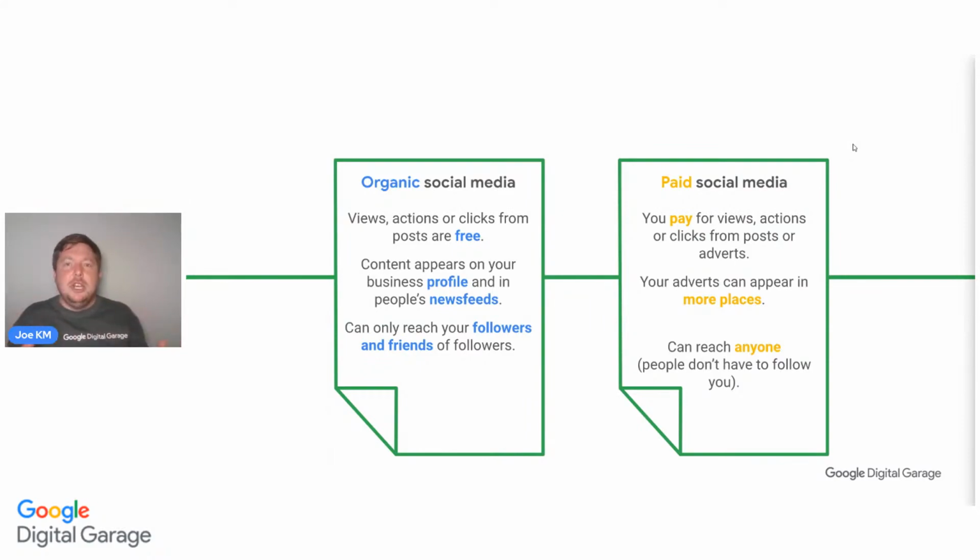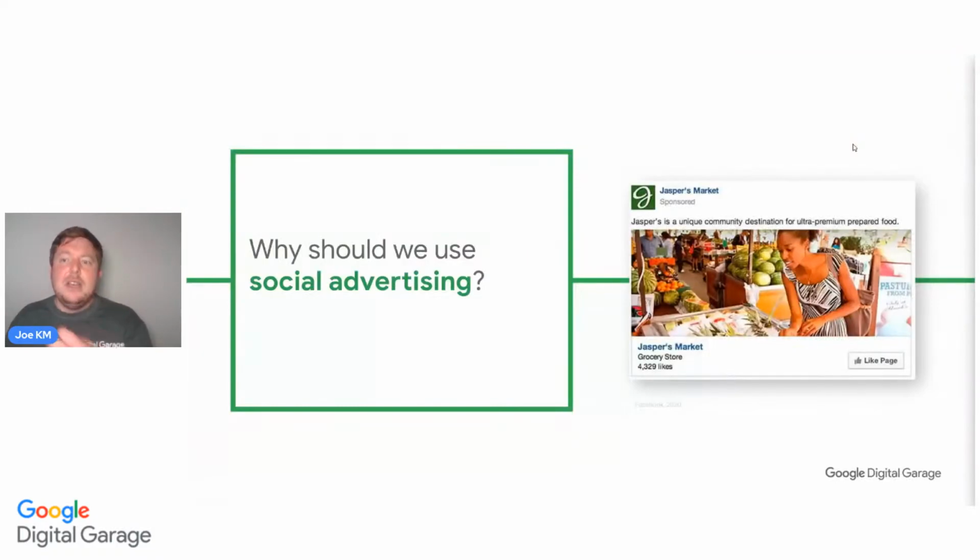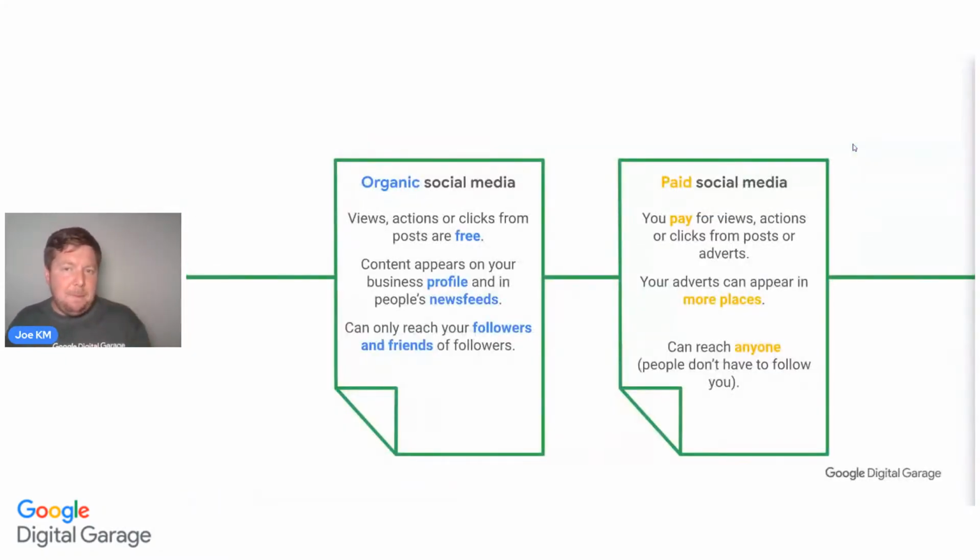That's it. But if you go to paid, you pay for views, actions, and clicks, which means, A, you get optimized ads. So you can see here, you've got this page. A paid ad gives you the option of having the like button built into it rather than someone having to carry out a function. So they've made that process easier.